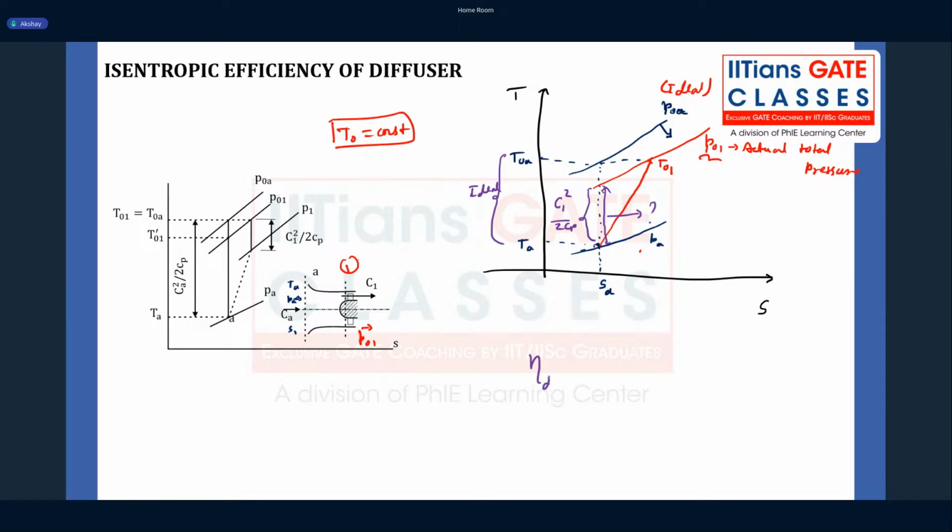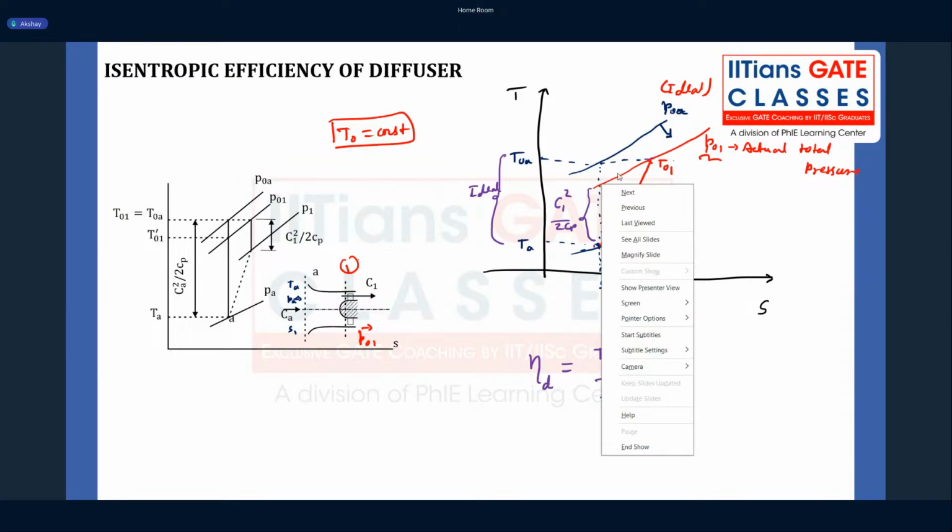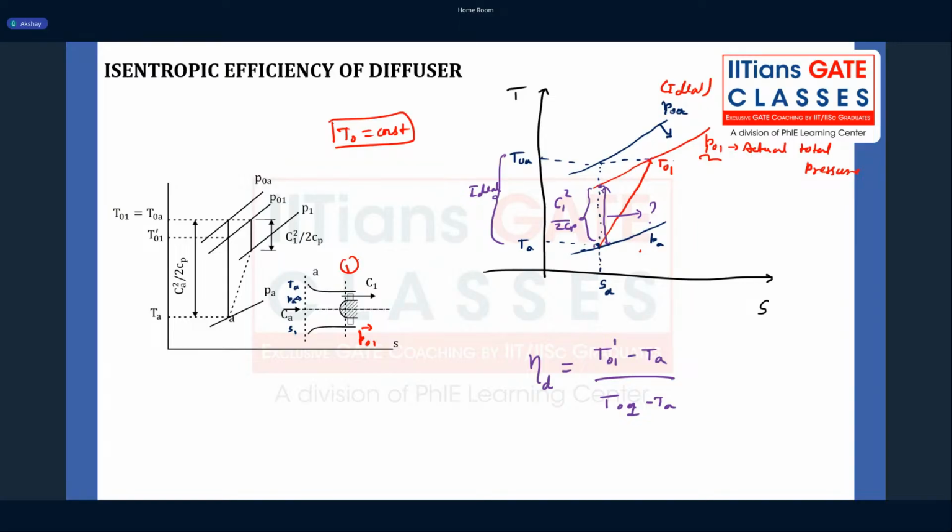So the diffuser efficiency, I am writing it as T naught 1 minus TA divided by T naught A. This one I am not calling T naught 1. Let me call it T naught 1 dash, because this is not T naught 1. T naught 1 is this one. So this is T naught 1 dash minus TA. This is a hypothetical point. We are just extending this pressure line and meeting the constant entropy line, to see what if this actual pressure is reached through an isentropic process. That is why this temperature T naught 1 dash is different from the actual temperature T naught 1. So this is the definition.